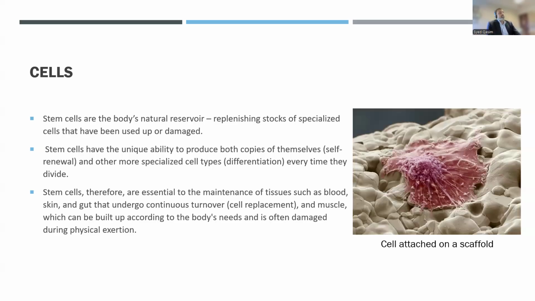They have this unique ability to produce copies of themselves, self-renewal, and other more specialized cell types, differentiation, every time they divide. Stem cells therefore are essential to the maintenance of tissues such as blood, skin, and gut, which undergo continuous turnover or cell replacement. The image over here shows you a cell that is attached. What can you see in the image here? This red structure is a group of cells attached on something that is a scaffold. This brown structure is a scaffold, and the cells are attached so that they can grow.